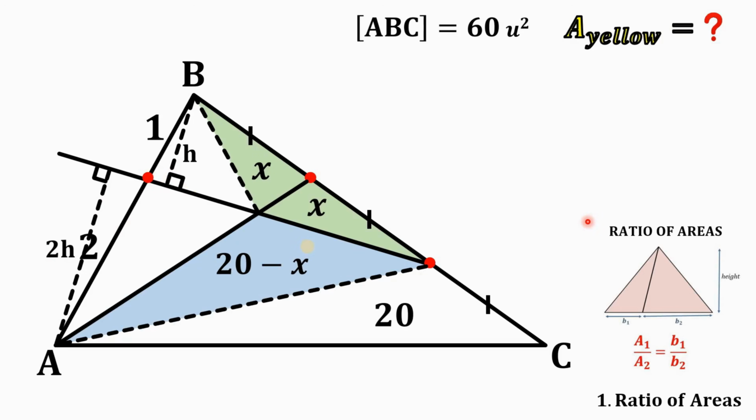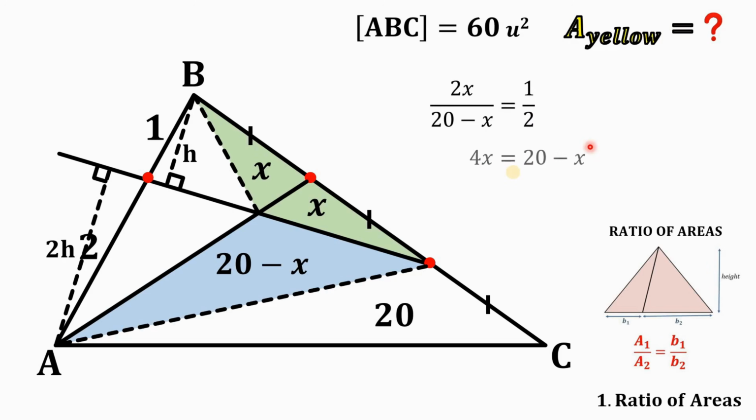Now, using the ratio of areas again, since they have the same base, therefore we can say that the ratio of their areas must be the same thing as the ratio of their heights. So 2x over 20 minus x equals h over 2h. Simplify, this will give us 1:2. As expected, now let's find out the value of x.